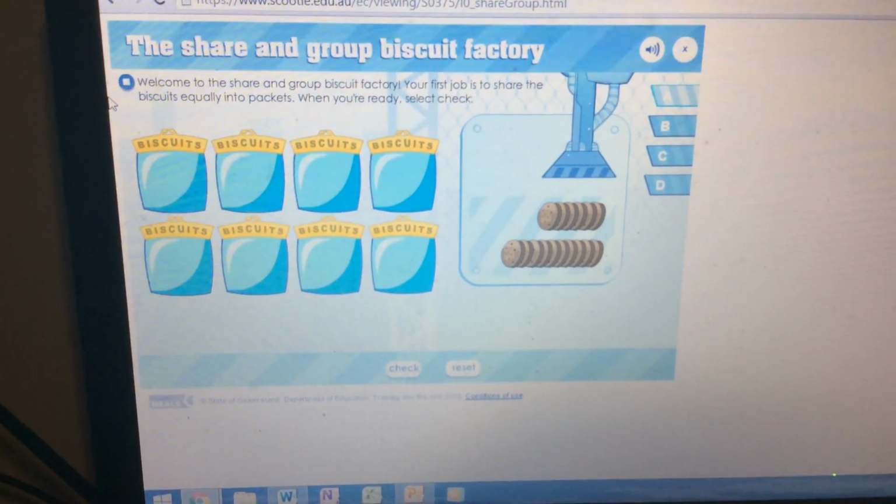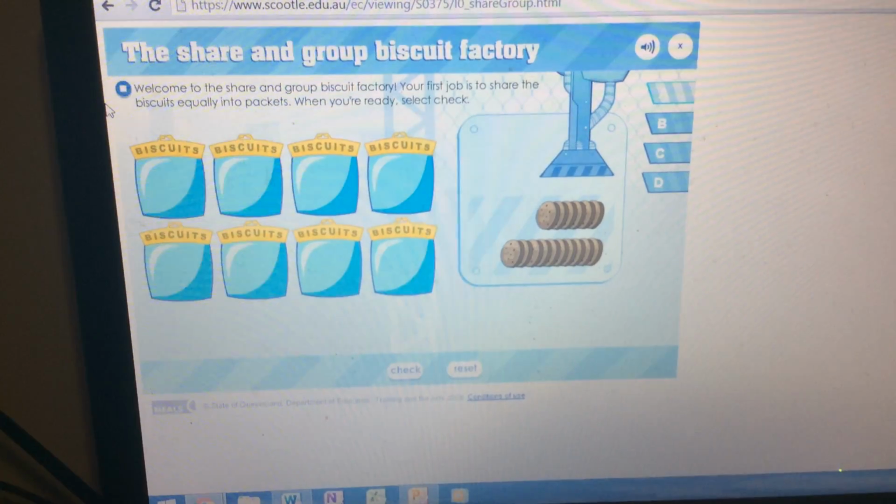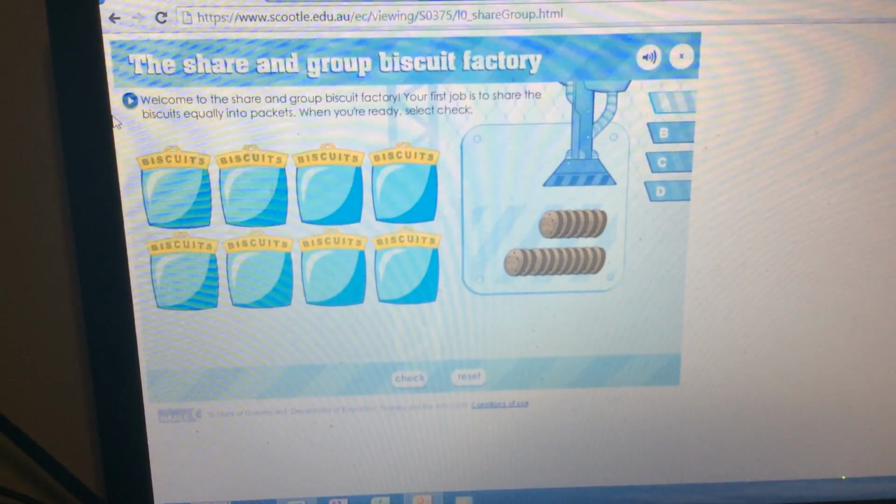Welcome to the Share and Group Biscuit Factory. Your first job is to share the biscuits equally into packets. When you're ready, select check.